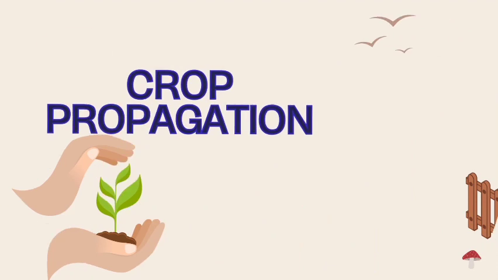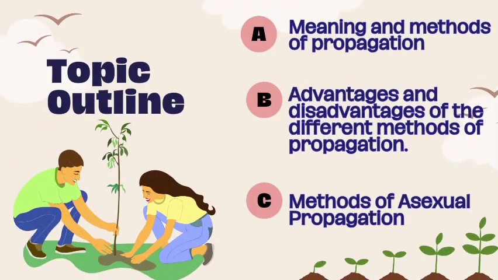Okay, so let's take a look at the topic outline. We have the meaning and methods of crop propagation, the advantages and disadvantages of the methods of propagation, and methods of asexual propagation. Now let's go into the topic properly.